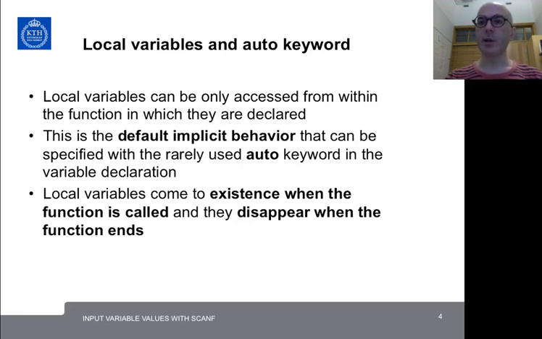The important point about local variables is that they can only be accessed from within the function in which they are declared. This is an implicit default behavior. However, if you want to explicitly specify a variable as local, you can use the auto keyword in the variable declaration. The auto keyword is seldom used. When you're using a local variable, be aware that local variables come into existence when the function is called and they disappear when the function ends.